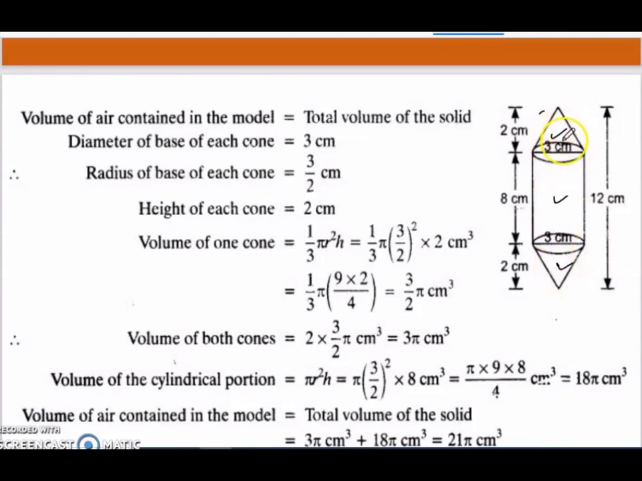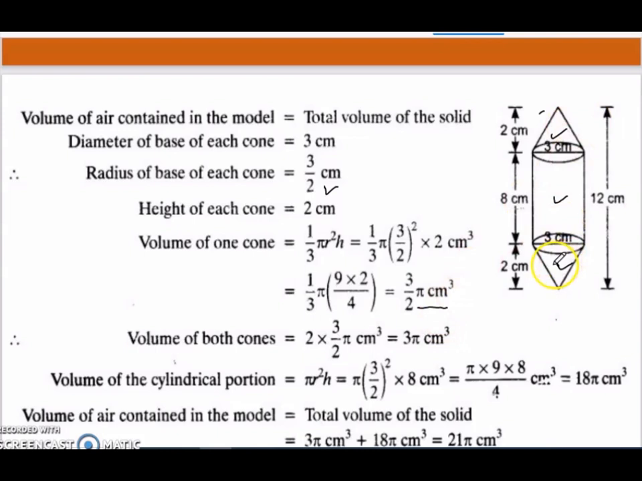Now for the conical part, height is given as 2 centimeter and diameter is given as 3 centimeter. So radius will be 3 by 2. So using that you can find volume of the cone, that is 1 by 3 pi r square h. 1 by 3 pi into r square will be 3 by 2 the whole square, that is 9 by 4 into 2. So when you simplify this you will get volume of one cone as 3 by 2 pi. Don't substitute the value of pi now because you have to add up all these volumes together. So at the end you can evaluate it. So right now you can keep 3 by 2 pi as it is, centimeter cube. This is volume of one cone.